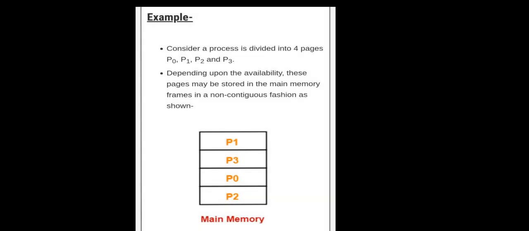So this is an example of paging. Consider a process divided into 4 pages: P0, P1, P2, and P3. Depending upon the availability, these pages may be stored in the main memory frames in a non-contiguous fashion as shown. The allocations are all different. P0 can be allocated on the 3rd frame. Then P1 is in the 1st frame of your main memory. P2 is at the 4th frame, and your P3 is at the 2nd frame.